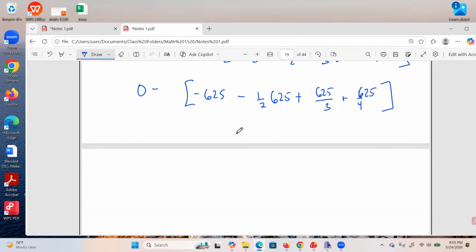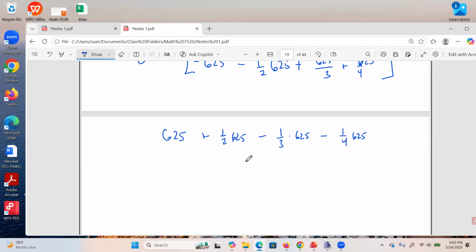Okay, let me go ahead and distribute my negatives. So we have 625 plus 1/2 of 625 minus 1/3 of 625. And then we finally have a plus, that was a minus this guy. And then we finally have a minus 1/4 of 625.